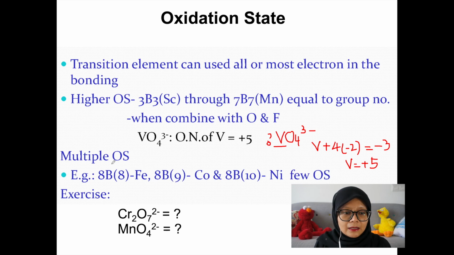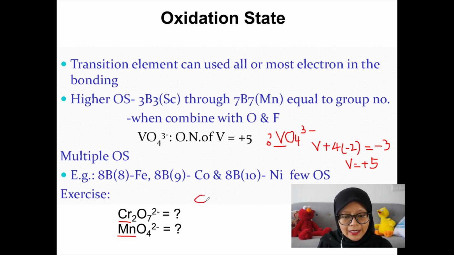Other than that, for example, the transition metals that have multiple oxidation states, we have iron, cobalt, and also nickel, with a few oxidation states. And then we have an exercise here where you need to determine the oxidation state for the dichromate, the Cr, and then you need to be able to determine the oxidation state for the manganese. So let me show you one example.